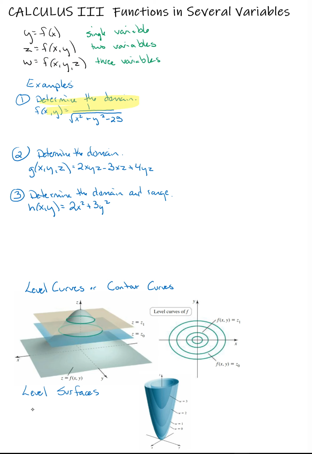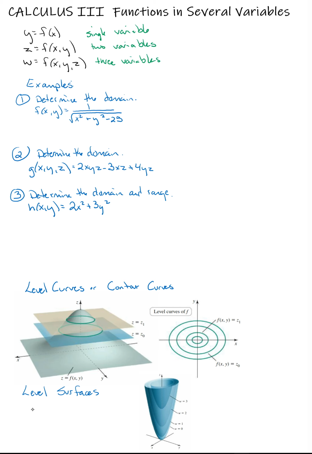First, let's see if we could determine the domain for f of x, y is equal to 1 over the square root of x squared plus y squared minus 25. You'll notice that my function here, I have both x's and y's in the function description. So let's see, what do we need to know about this one? Well, just like all of our other functions, we cannot divide by 0, so I know that the denominator cannot be equal to 0.